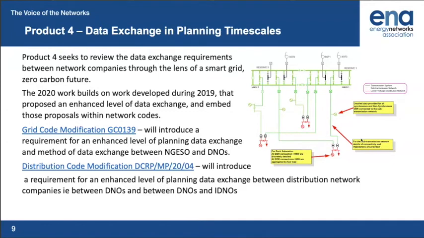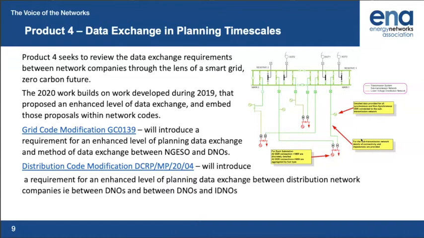So what we identified in last year's work was there was a need to strengthen the distribution code requirements to mandate an annual exchange of data, which will feed into the distribution network planning, but also into the grid code data exchange. So for that, I'm leading a working group on a distribution code modification. And you can see the long-winded title there of DCRP/MP/20/04.